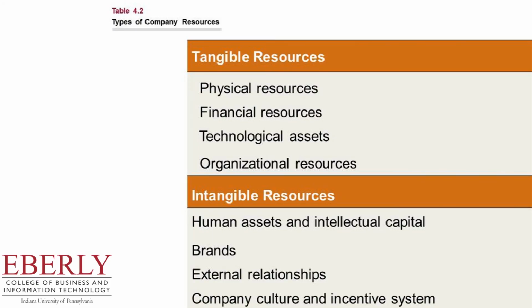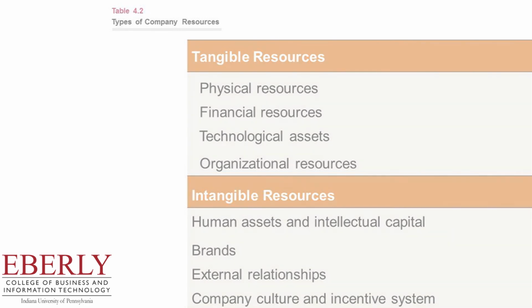Okay, your brand name can be a type of intangible resource. Special relationships that you have with suppliers. Dell got where Dell is by the long-term supplier relationships and the just-in-time inventory they practiced with those long-term suppliers. Company culture and incentive systems also can be a competitive advantage.